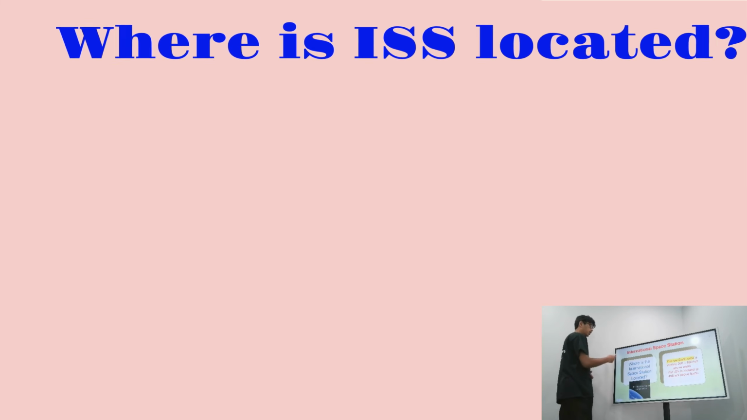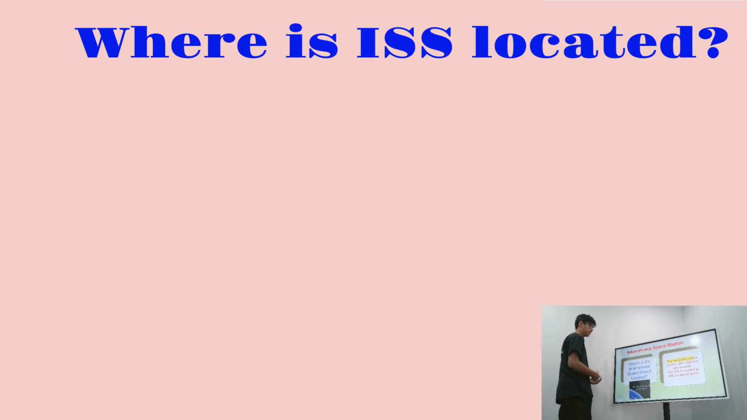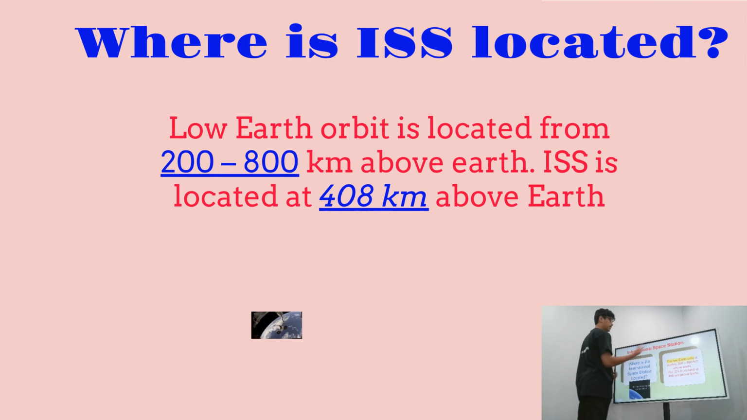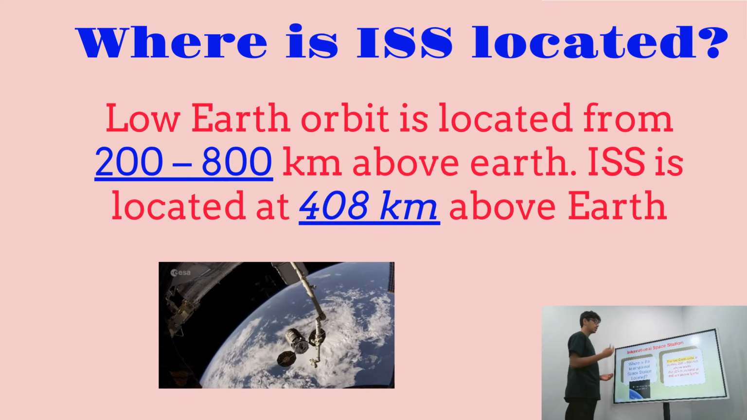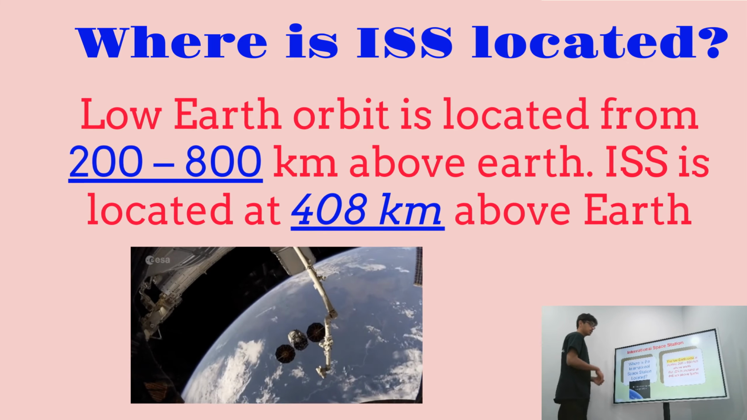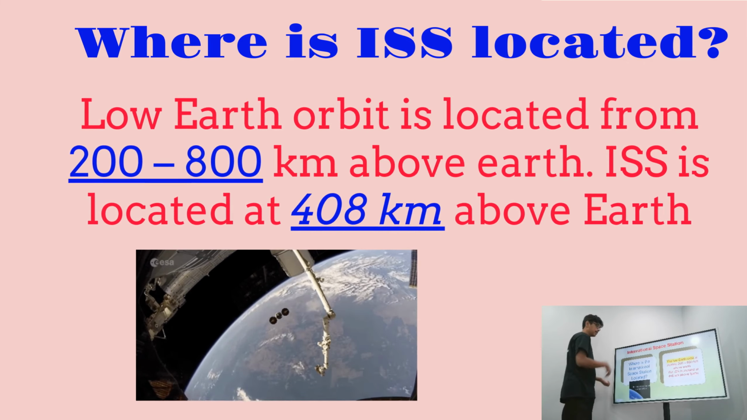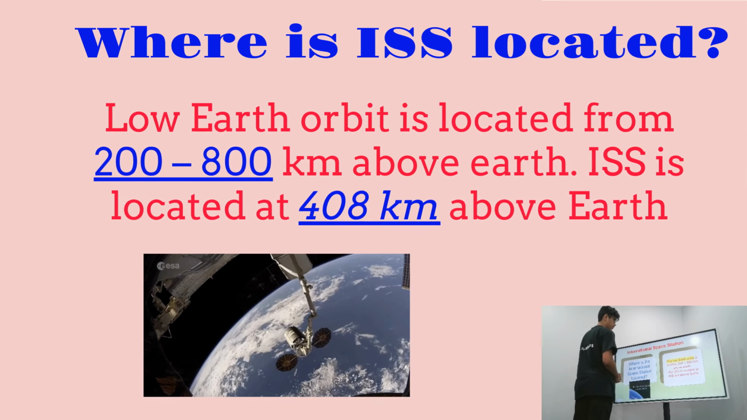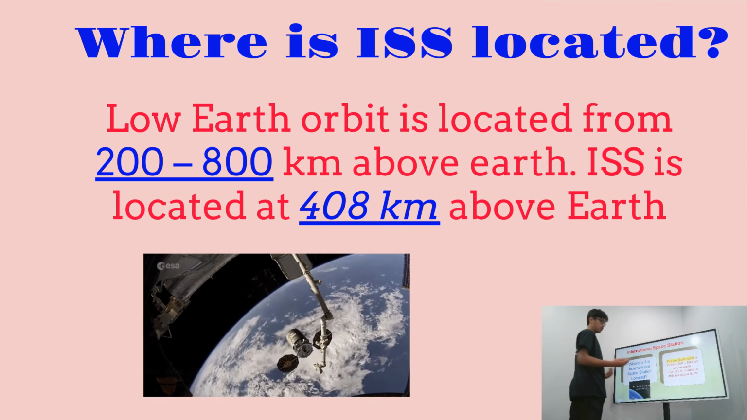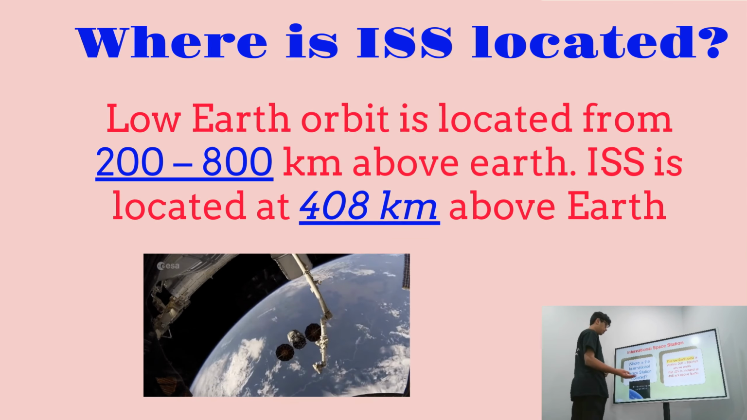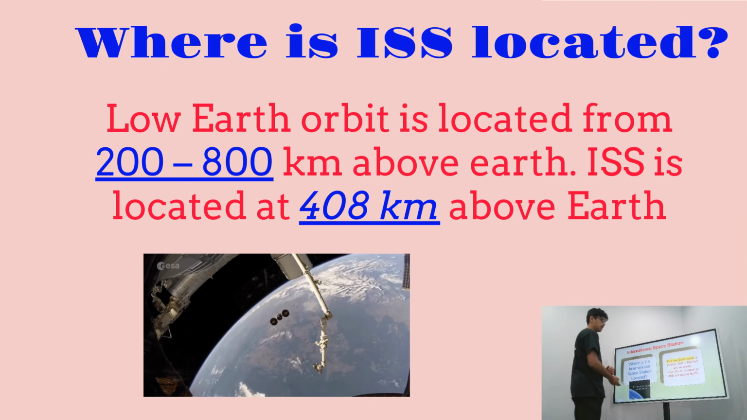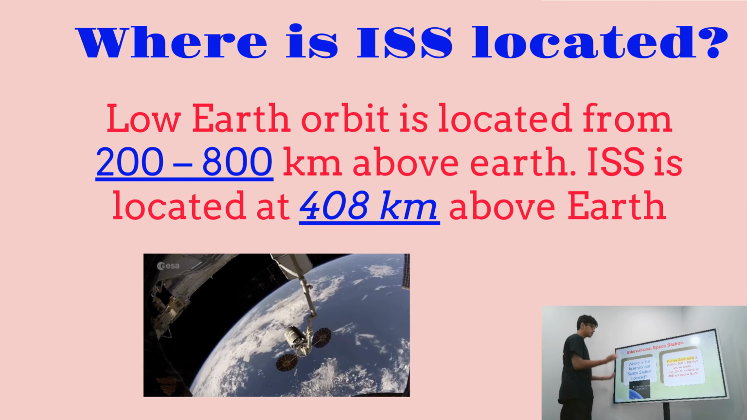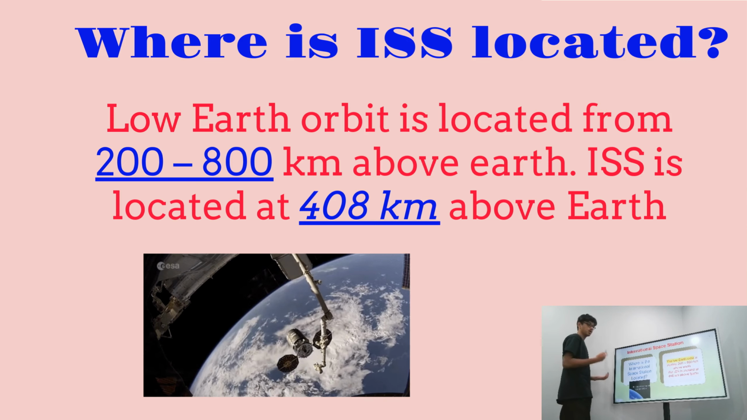So now let's cover where the International Space Station is located. We already know that it's inside of low Earth orbit. Low Earth orbit is located from 200 to 800 kilometers above Earth. Basically, the International Space Station is located at 408 kilometers above Earth. So low Earth orbit can range from 200 to 800 kilometers, and the International Space Station is at roughly half of that, 408 kilometers above Earth. So that's where the International Space Station is located.